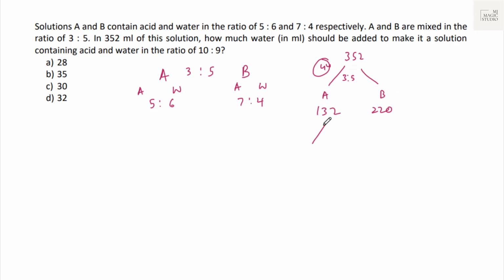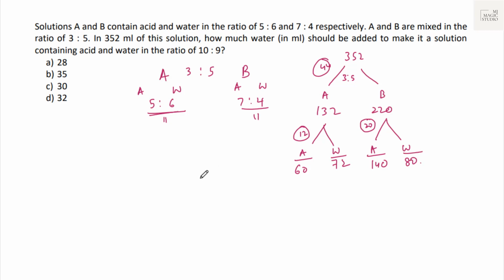Now we can find how much acid and water we have taken. Here the ratio is 5:6, that is 11 units. 132 by 11 is 12. That means acid is 5 into 12, 60, and water in 132 ml is 12 into 6, 72. Now similarly for B, ratio is 7:4, that is 11 parts again. 220 by 11 will be 20. So acid from B is 7 into 20, that is 140, and water is 4 into 20, that is 80.